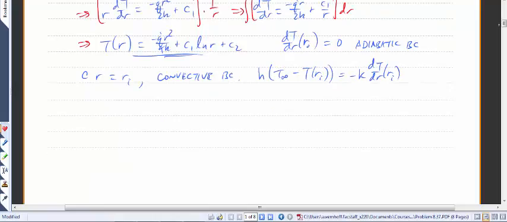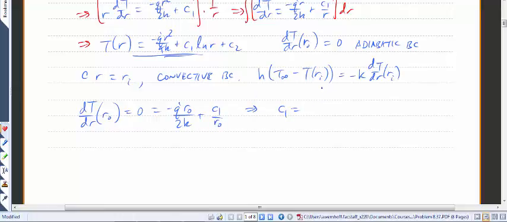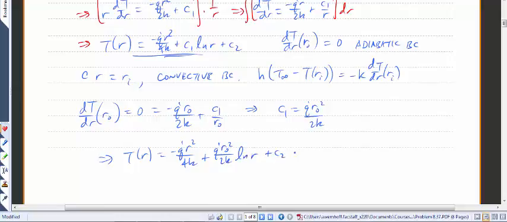So first we'll apply our adiabatic boundary condition. We'll say dT dr at r0 is equal to 0, and dT dr at r0 is minus q dot times r0 over 2k plus c1 over r0. So this means then that c1 is equal to q dot r0 squared over 2k, and therefore our general equation, T as a function of r, is minus q dot r squared over 4k plus q dot r0 squared over 2k natural log of r plus c2.